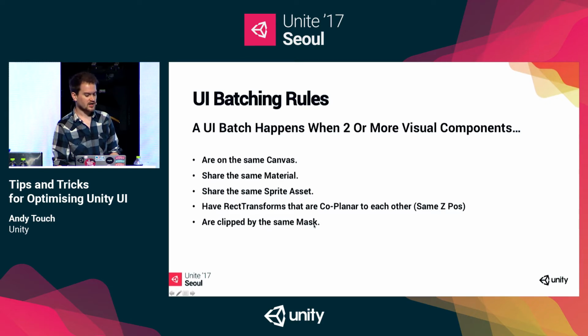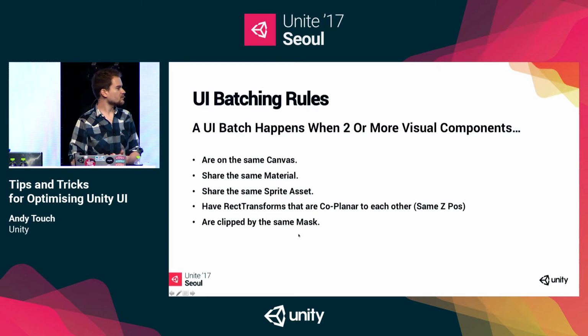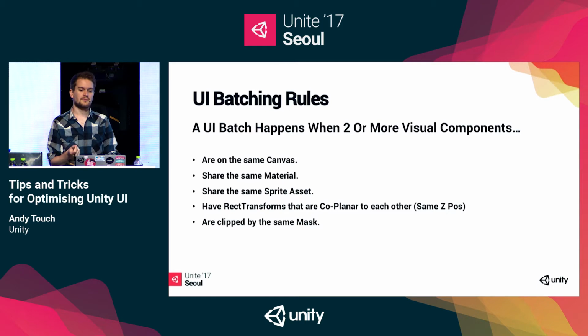And another one is masking. Some people go quite overboard with Unity UI masking, and if elements are being clipped by a mask, such as children objects of a mask, then this will cause them to be split from potential batches, and I'll show this in the editor.